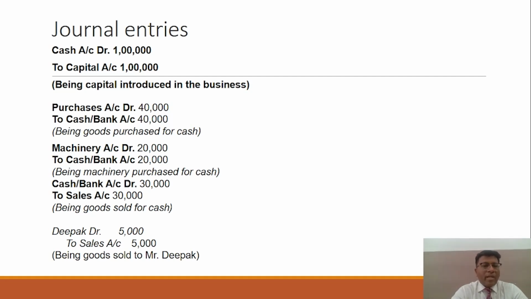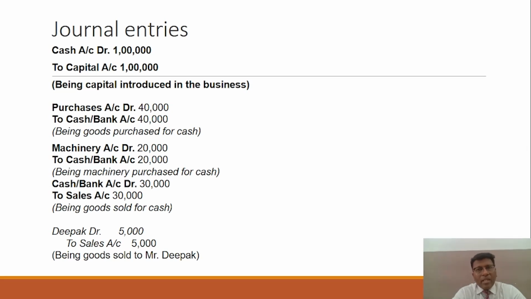If you are issuing the check, it means you have to credit the bank account, right? But in this particular example, because you are paying cash, the cash account would be credited. Machinery account debit 20,000 to cash or bank account 20,000. And sales, you are selling the goods for cash, so cash or bank account debit to sales account.